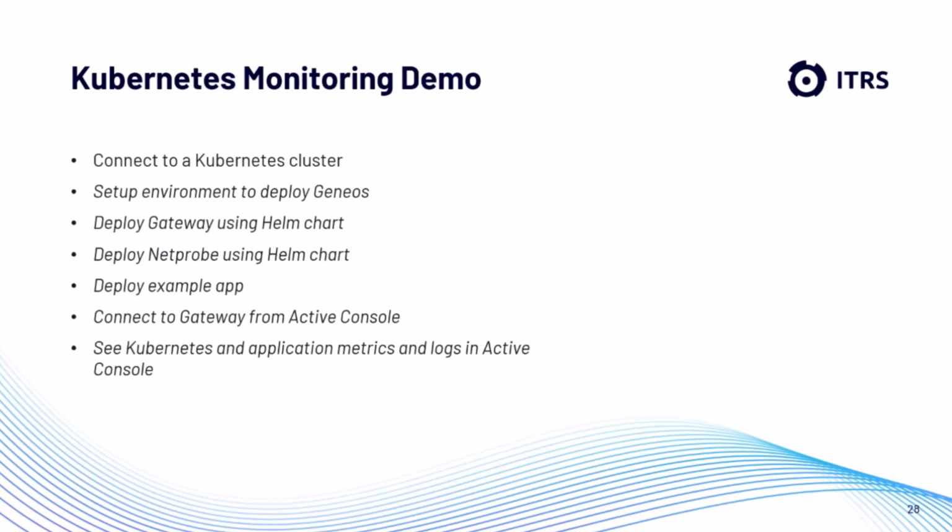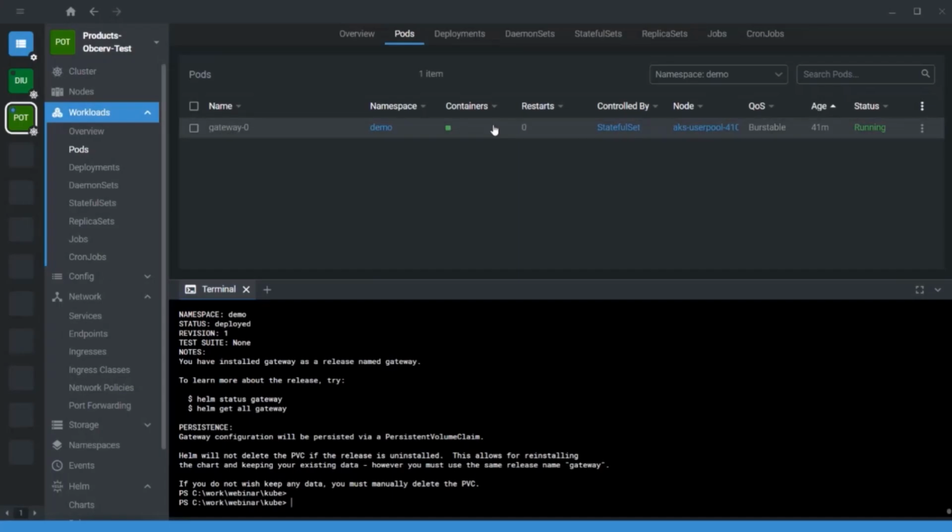So we will connect to the gateways, see the metrics and logs for those Kubernetes platform, plus also the example app that we deploy, and we'll see all that data come through in Active Console. Right, so let's start the demo. So I'm using OpenLens to connect to the Kubernetes cluster. Now it's an open source IDE for Kubernetes that makes it a lot easier to interact with the Kubernetes system.